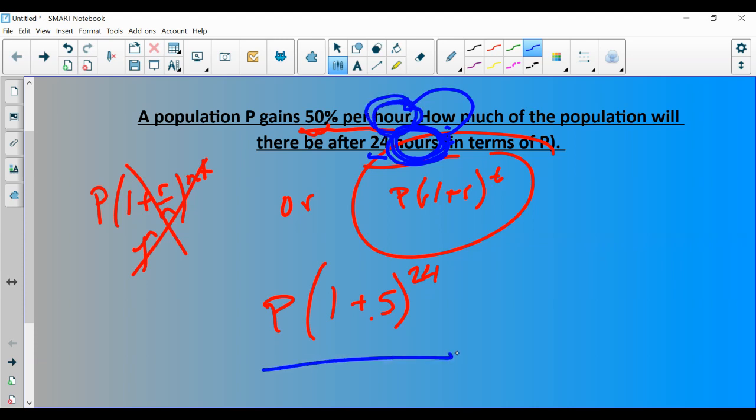So we can go ahead and figure out what our answer is using these numbers. We don't know what p is. We don't know what our initial amount is. We just know it started out with p. We're going to leave p in there as our answer.